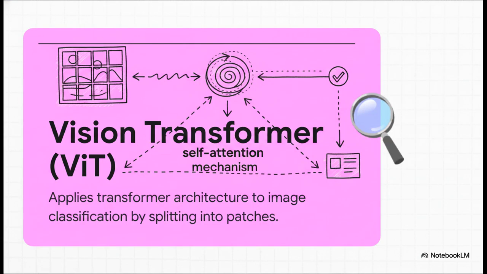The answer is the Vision Transformer, or ViT. Instead of trying to just swallow the whole image at once, this architecture brilliantly turns a photograph into a structured, step-by-step puzzle. It splits the image into manageable patches, and then uses this powerful process called a self-attention mechanism to figure out how all those puzzle pieces relate to one another.